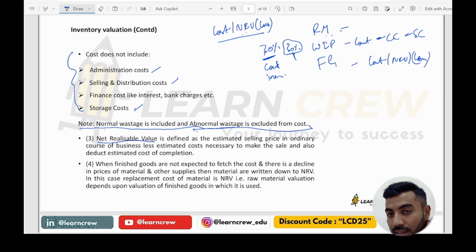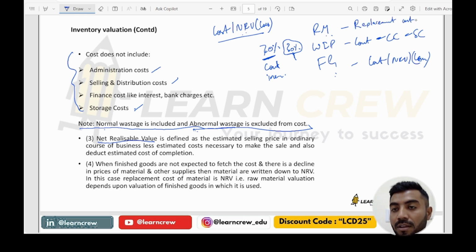Raw materials, see, you're buying a raw material not to sell in the ordinary course of business. So you'll be requiring the raw materials to bring it to the finished goods, to convert the product into finished goods. So that is why raw materials is valued at replacement cost.